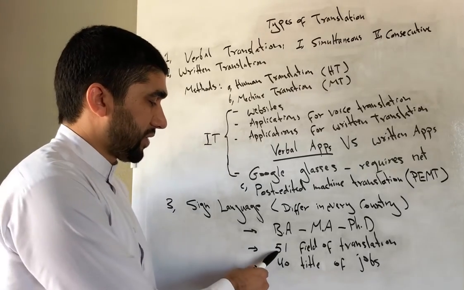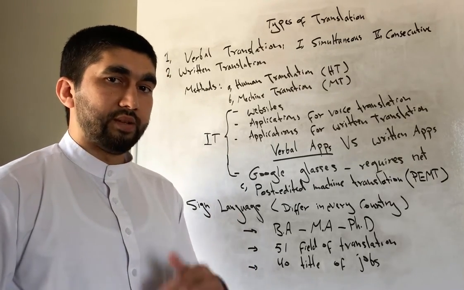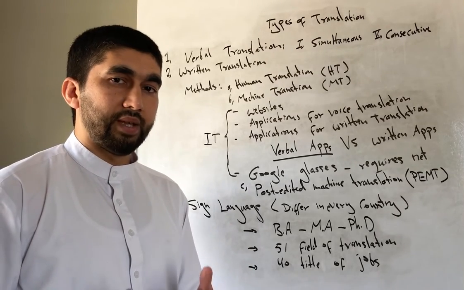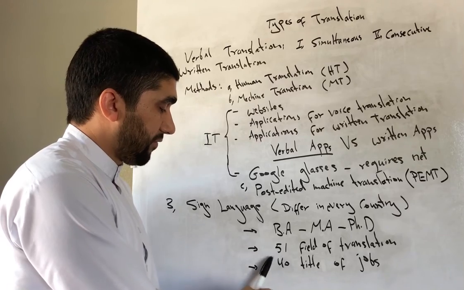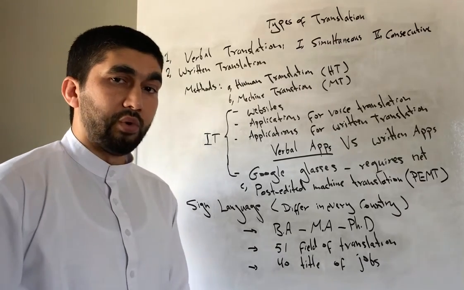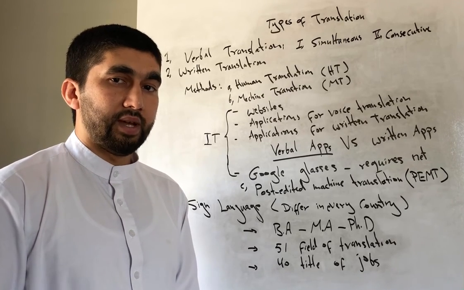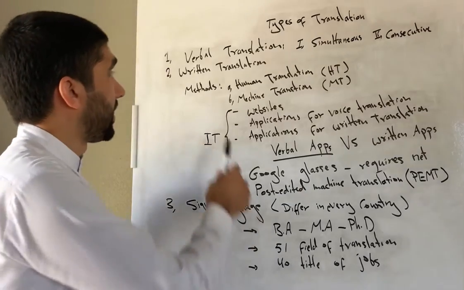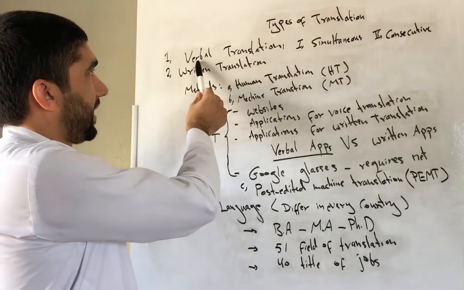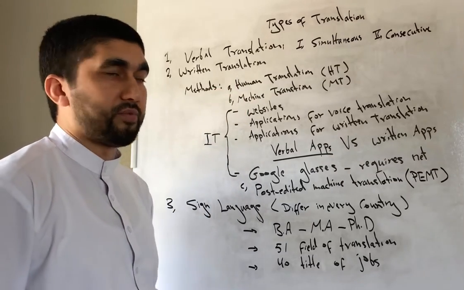So yeah, 51 fields of translation, and also concerning the titles like translator, senior translator, translation manager, different types. So different titles, sorry. So we have 40 titles of different jobs in the translation industry. So now let's begin with the translation types. As I said, the first one we have is verbal translation. So this verbal translation has 2 different types.